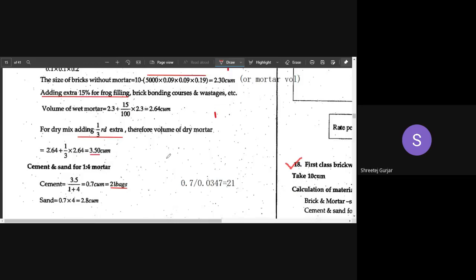We have learned how to calculate cement and sand quantities, right? So this is your meter cube divided by the summation of your ratio. Summation of ratio is 4 plus 1, which is 5. 3.5 divided by 5, you will get 0.7 in cubic meters. Divide 0.7 by 0.0347, and you will get it in bags. So 21 bags is the quantity of cement that is required. Now for sand, 0.7 multiplied by the proportion, that is 4. Multiply by 4, and you will get the quantity of sand required in cubic meters.